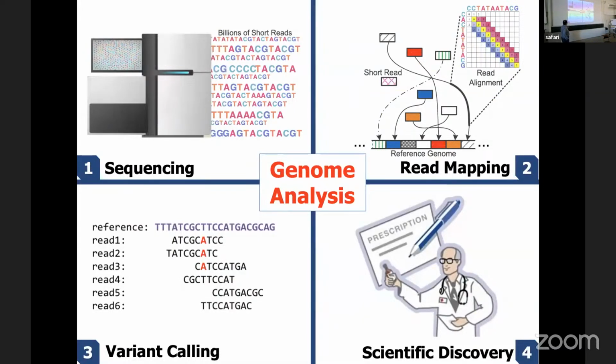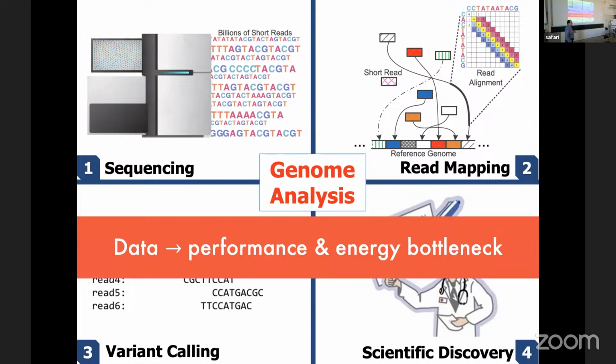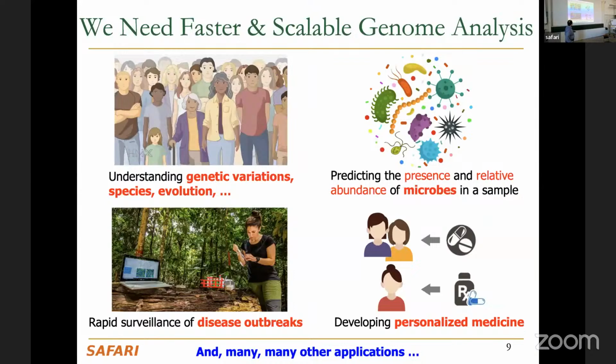Genome analysis includes many different applications. For some sequencing technologies, we need to do so-called base calling, which is a highly computationally intensive application to translate raw electrical signals to ATCG, and also the read mapping process, variant calling, and in the end, scientific discovery. All of these are data intensive, and performance and energy are bottlenecked by data. So we need faster and scalable genome analysis.